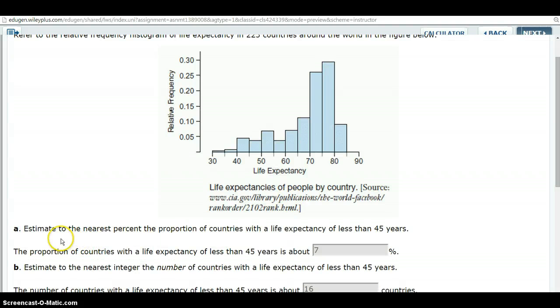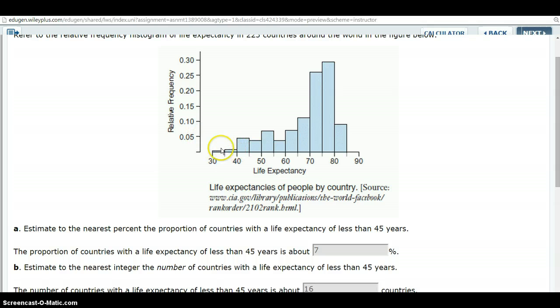Okay, so estimating the proportion of countries with life expectancy less than 45. In other words, we want to count these three groups of countries. Well, here it looks like we're getting about 5% of the countries.